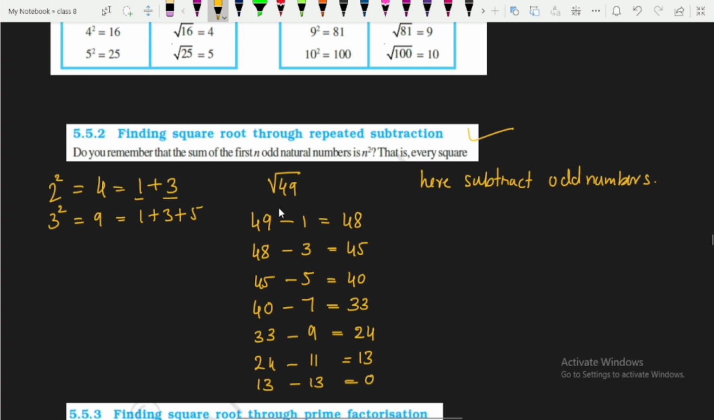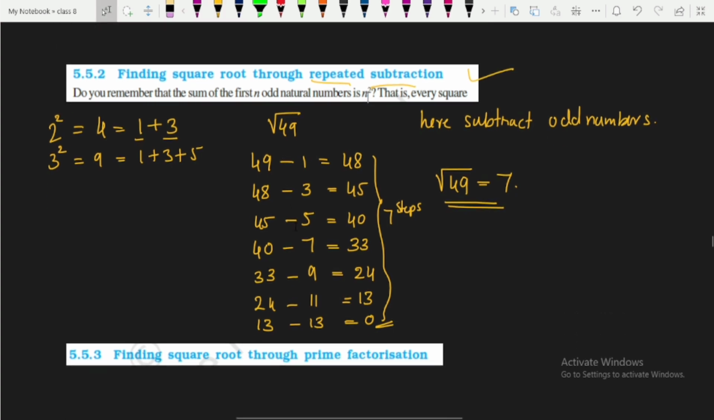How many steps did we do for the subtraction? We did a total of 7 steps to get 0. Therefore the square root of 49 is 7. This is the repeated subtraction method for finding the square root.